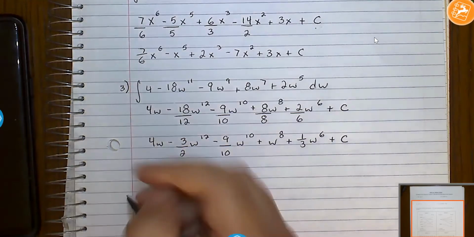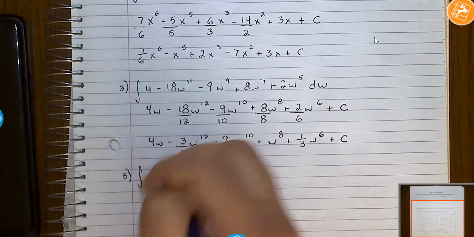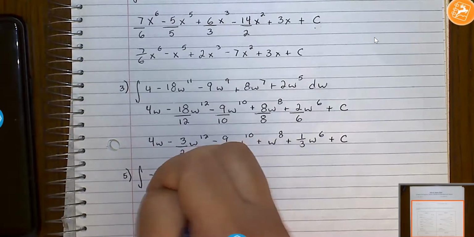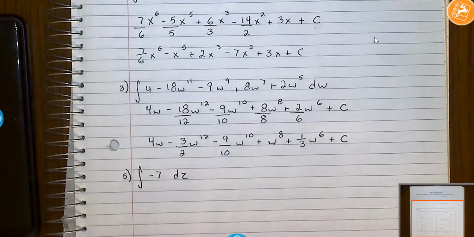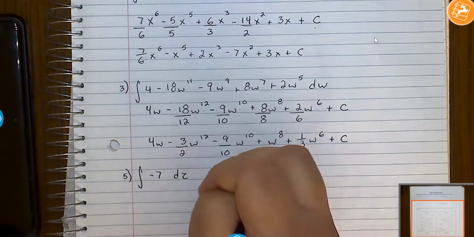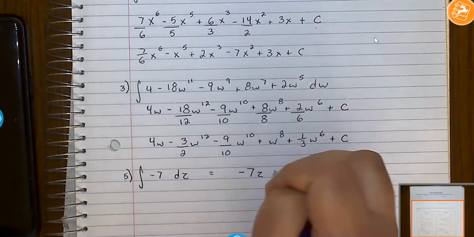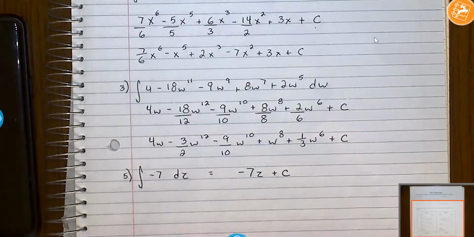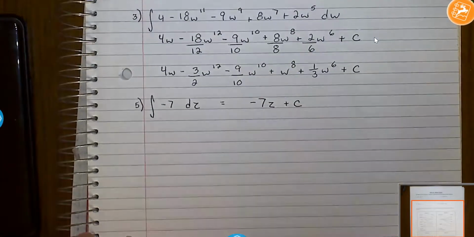Moving on to a much easier problem, number 5. We're looking at the integration of negative 7 dz. That dz tells you what that input value would be. So the answer to this is just going to be negative 7z plus c. Moving on to number 7.